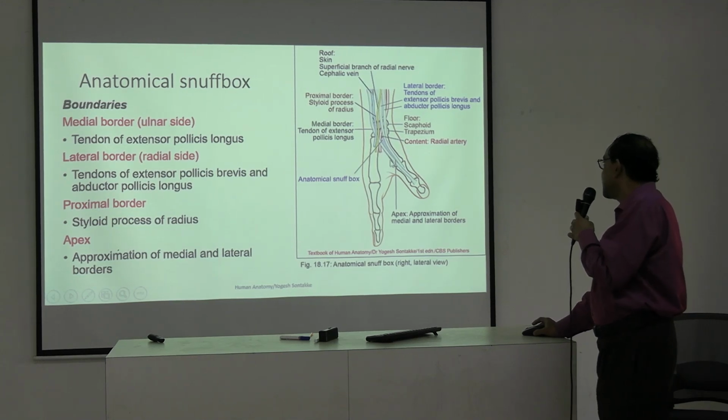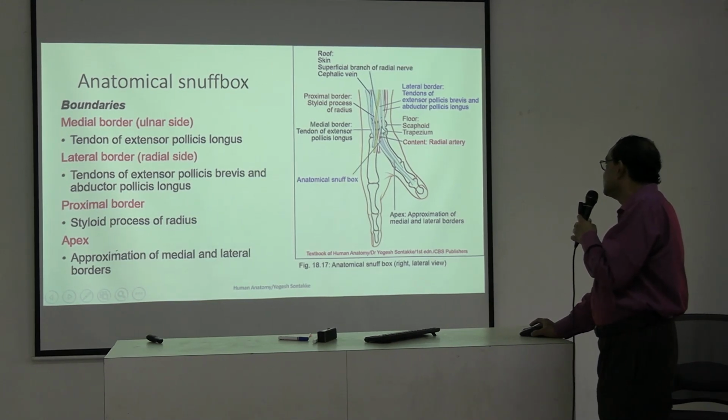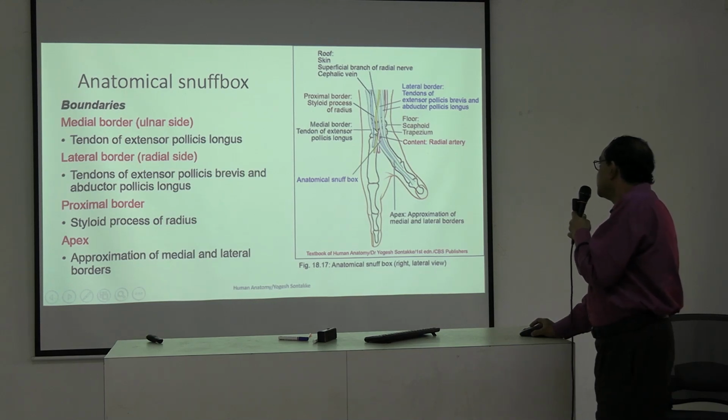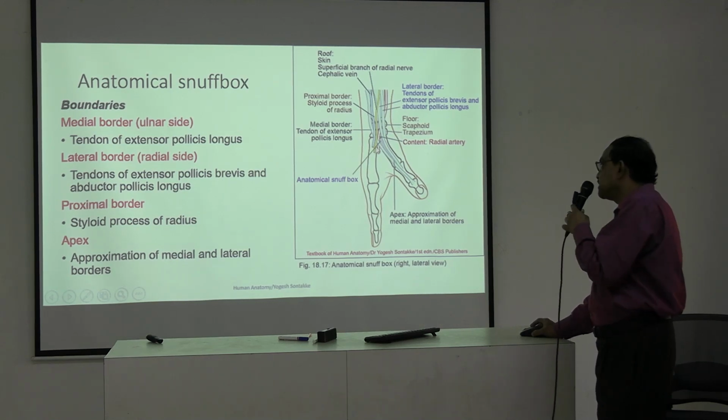So this is the anatomical snuff box where we can get one artery, that is the radial artery, and this is the superficial branch of the radial nerve. And the floor is formed by the lower part of the radius. This is scaphoid and the trapezium, and also the base of the proximal phalanx, a part of the base of the proximal phalanx. So this is the content. So contents are radial artery, radial nerve, and cephalic vein.